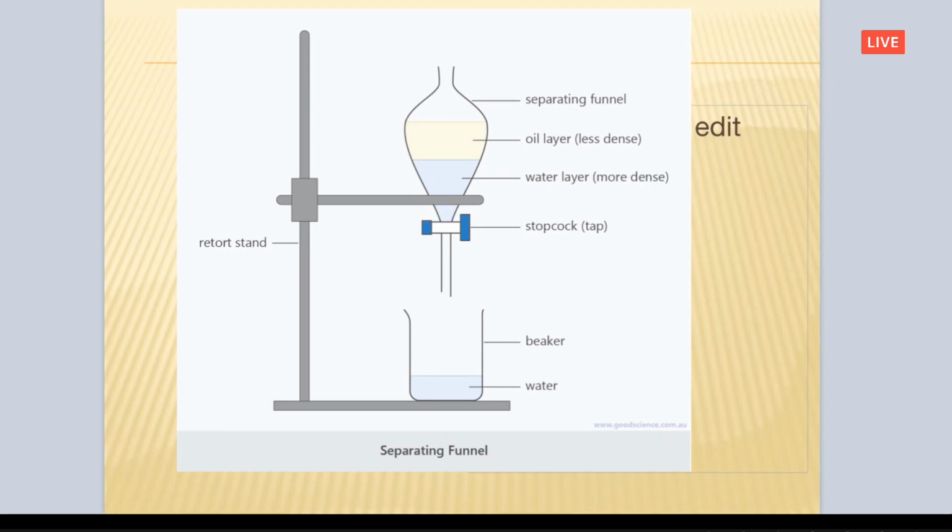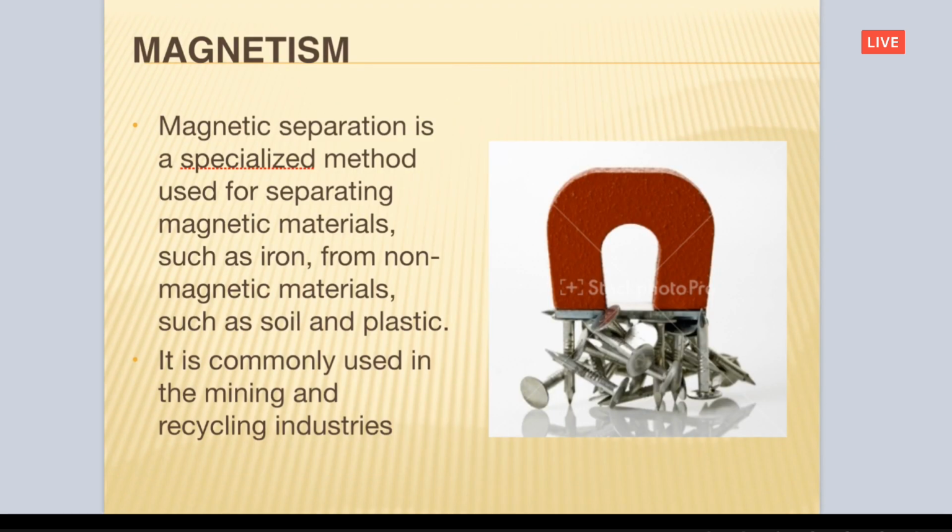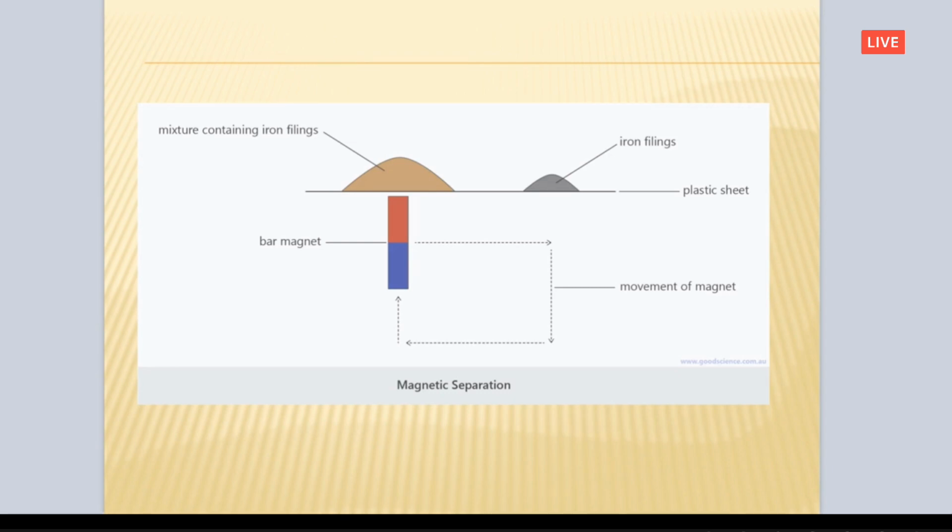So here again, we have a diagram. All right, so this is magnetism, and we looked at it a little earlier. So magnetic separation is a specialized method used for separating magnetic material, like the needles that SpongeBob so easily swam through. Magnetic materials include things like iron, separated from non-magnetic materials such as soil and plastics. It is commonly used in mining and recycling.